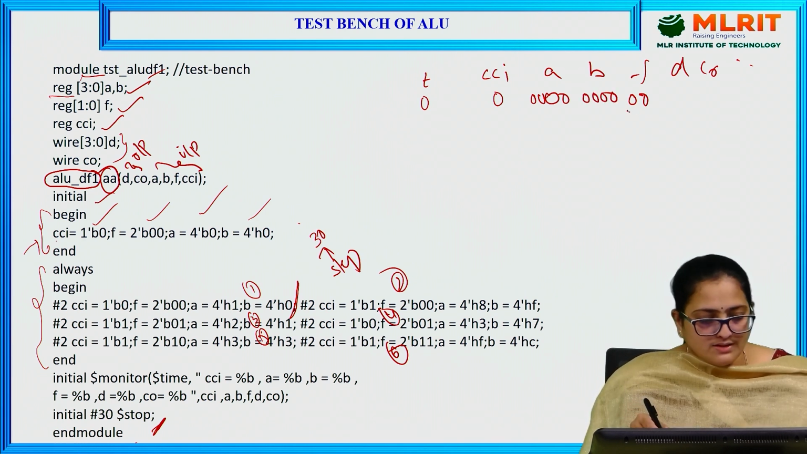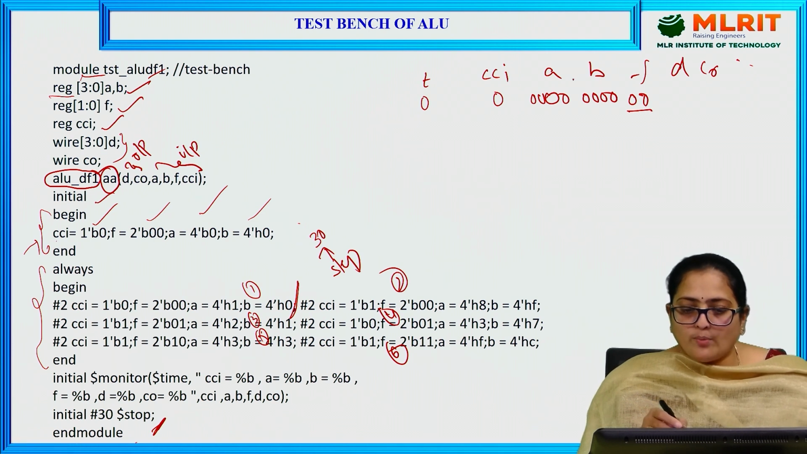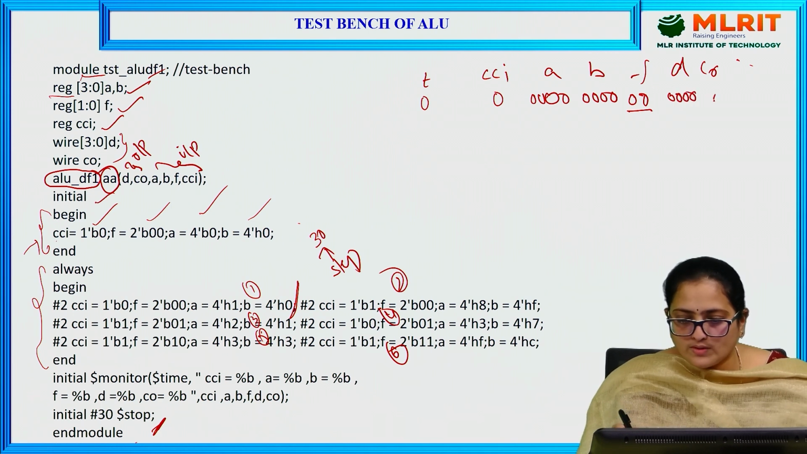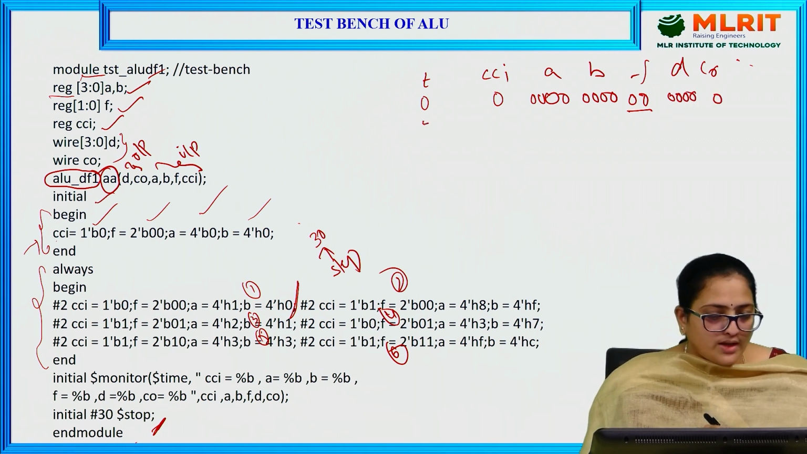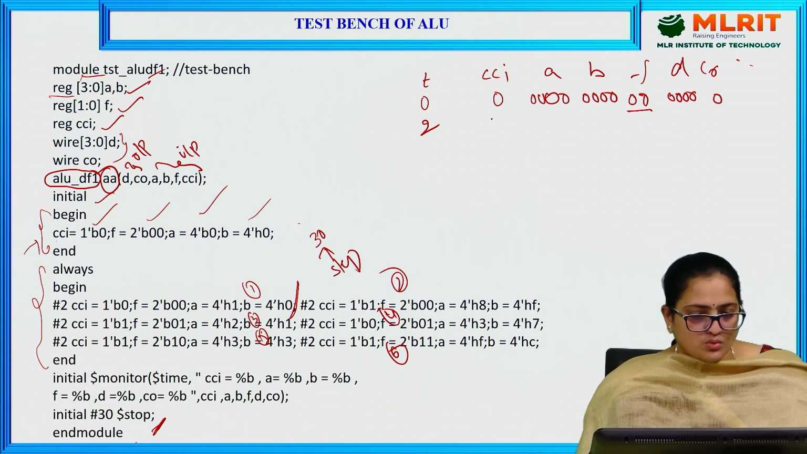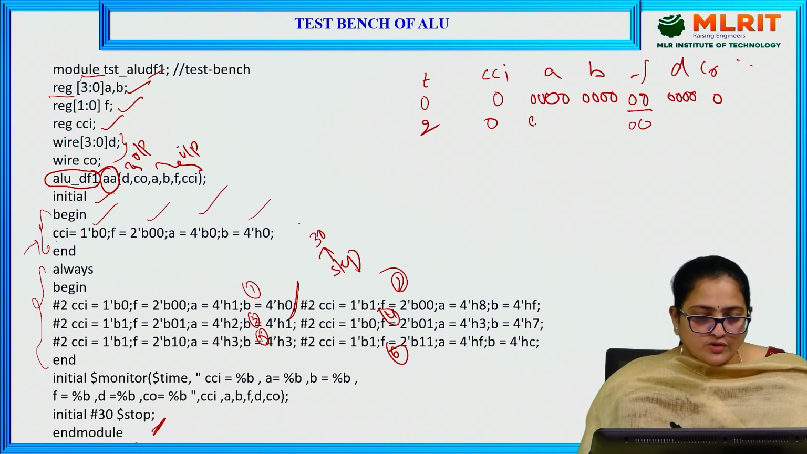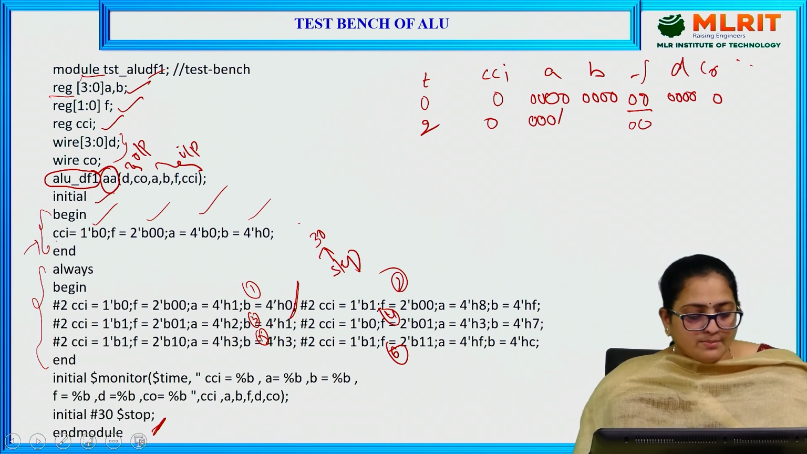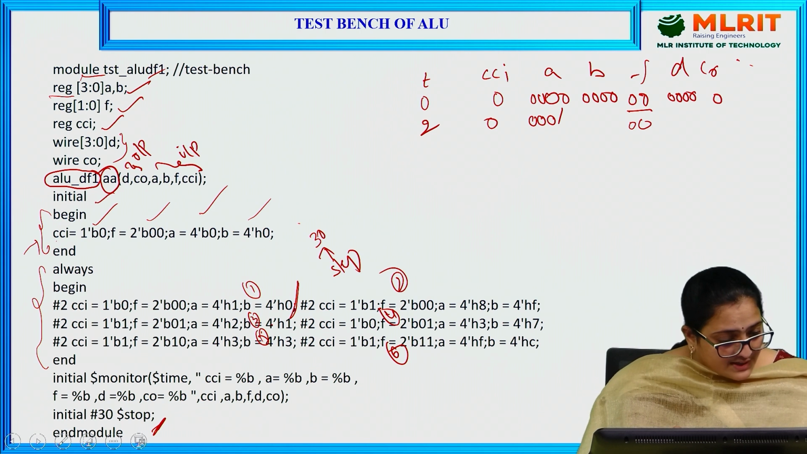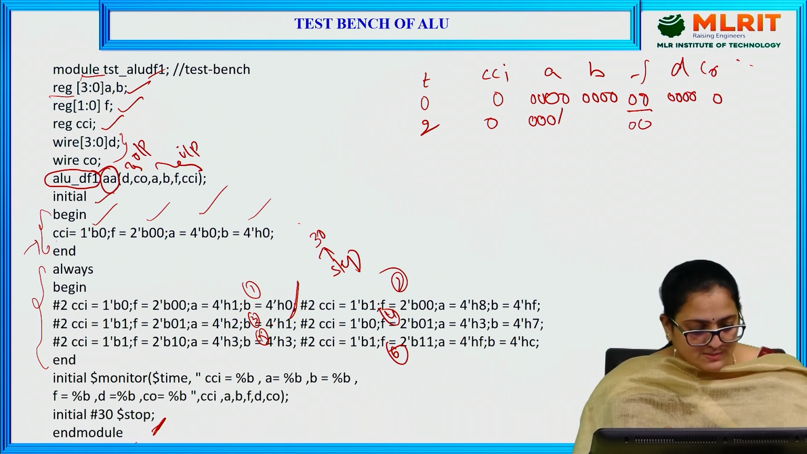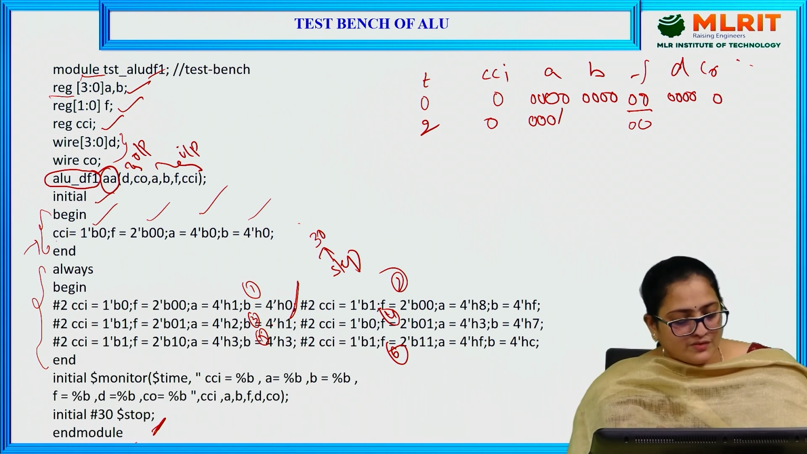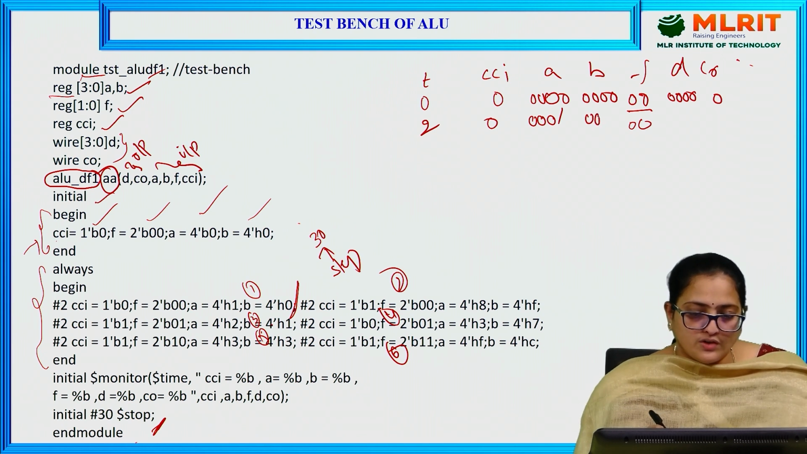So, as F is equal to 00, it has to perform the operation a plus b plus c. So a plus b plus c will give an output of 0000, and the carry out is also 0. And after 2 time intervals, CIN is again 0, and the F value is again 00. The A value is given as the 4-bit hexadecimal value 01, and the B value is given as the 4-bit hexadecimal value 00.